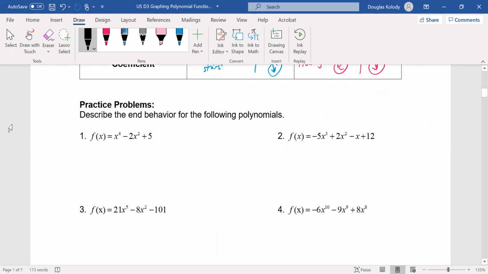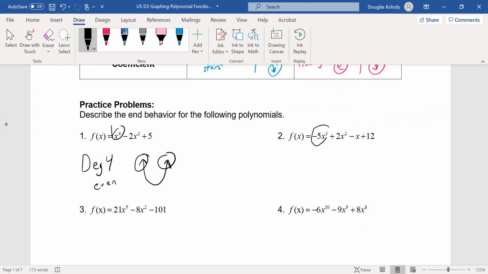All right, so what's the overall degree of number 1? The overall degree of number 1 is x to the 4th, and the lead coefficient is positive 1x to the 4th. So this is even. It's positive, so it's parabola shaped. And that means I'm going to start by going up and end by going up.